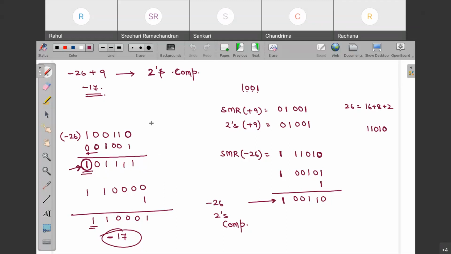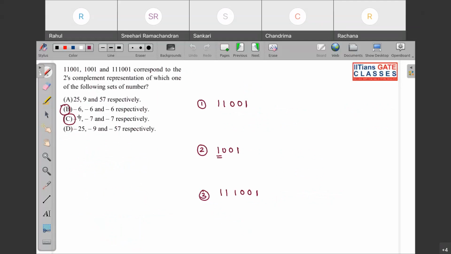So now let us calculate this. Here you can see the leftmost bit is 1. So this is a negative number. So if this is a negative number, the 2's complement will be 1 0 1 1 0. Now add 1 to this. So obviously this will be 1 1 1 0 1.